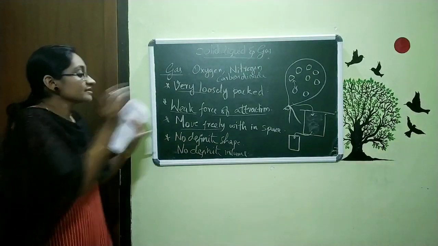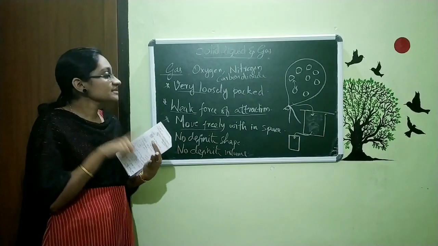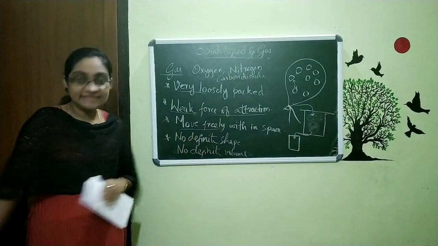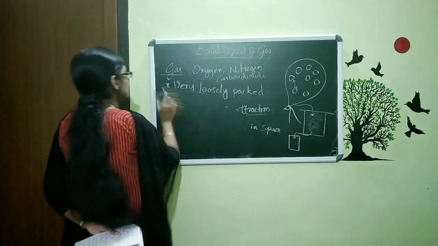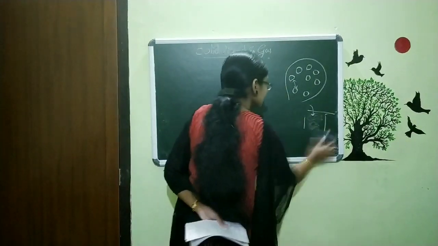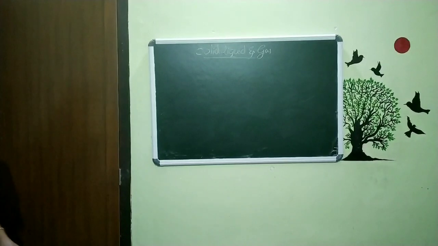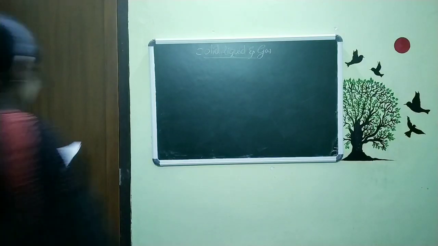Now we concluded. First we discussed solid, liquid and gas. Now we are going to make all these things together within a table. That is next we are going to do. Very simple. We are going to make all these points together within a table. The table you can see in your textbook, on page number 75.